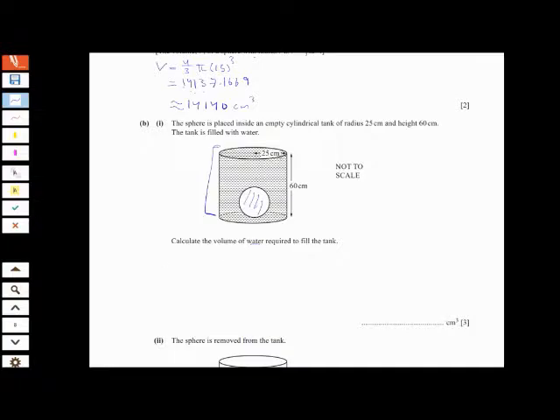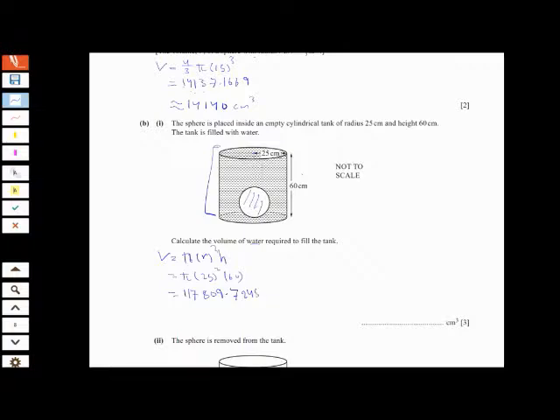So now the volume of the cylinder is basically the area of the circle times the height. So volume equals pi r square, that's the equation for the area of the circle, right? Times the height, which is h. So pi, r is 25 square, and h is 60. That would give you 117,809.7245.